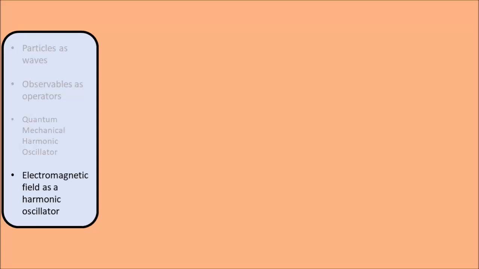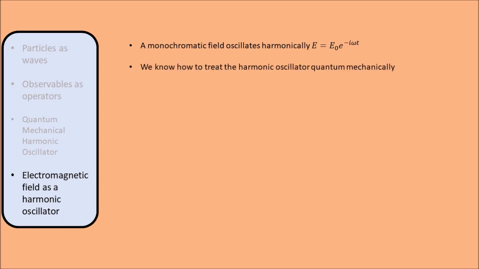Now let's get back to our main question. How can we quantize the electromagnetic field? We know that classically a monochromatic field oscillates harmonically, and we just learned how to treat a particle in a harmonic oscillator quantum mechanically, so we should be able to guess how the electric field is quantized.